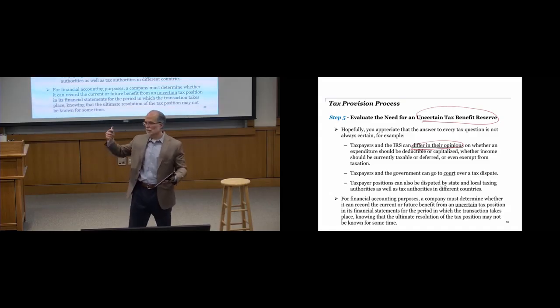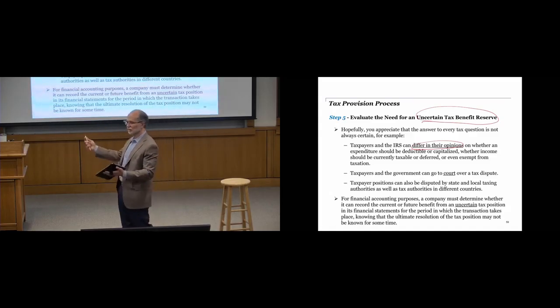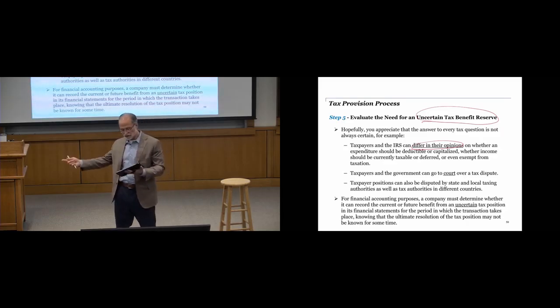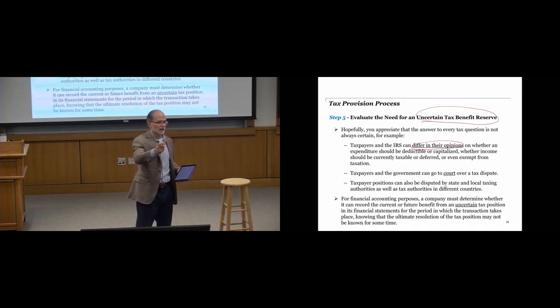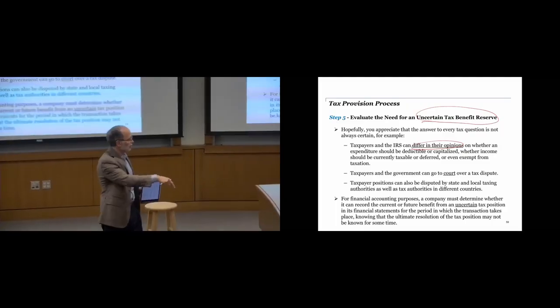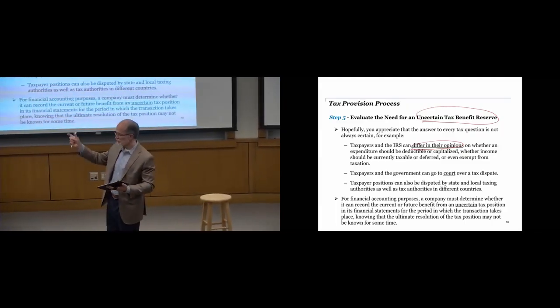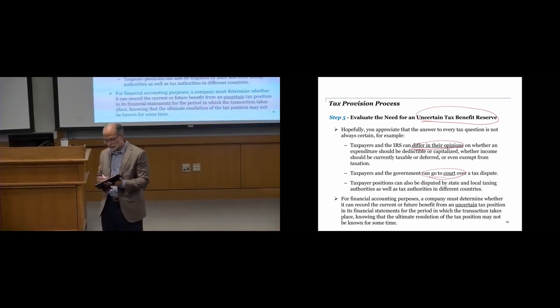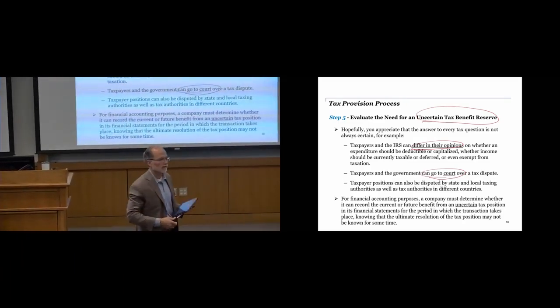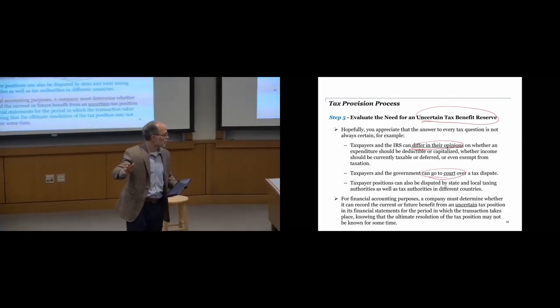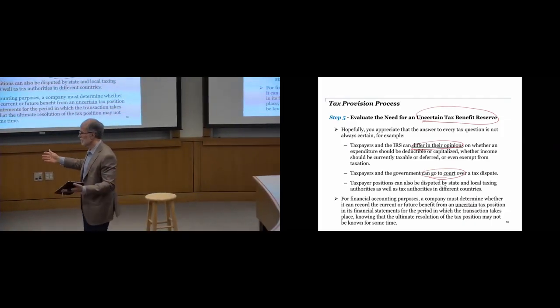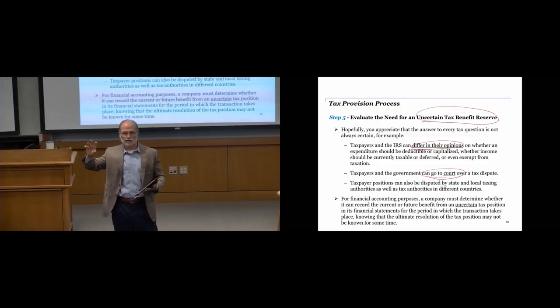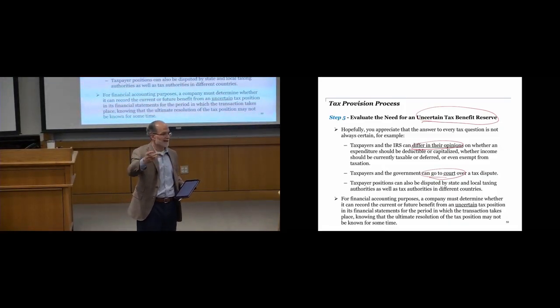So the government can differ from what the taxpayer says the result should be, right? And whether income should be currently taxable or deferred. Remember our deferred taxability on items, you usually had to meet certain requirements. Did you meet all those requirements? What if the government took issue and you didn't meet that requirement? That's currently taxable. Or should something be exempt from taxation? Taxpayers and the government can go to court over a tax dispute. There are court cases going on every day about tax disputes, just like any other dispute that's out there. So that matter that is subject to that court exercise is not yet determined, right?